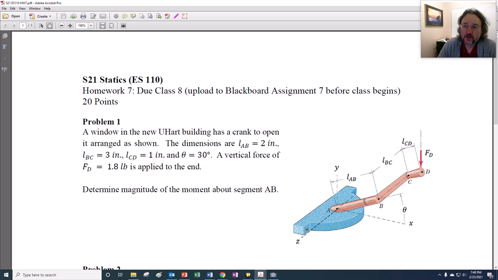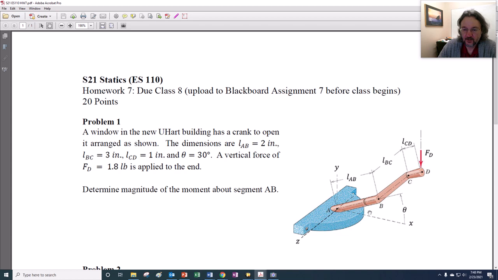Here is homework 7 for statics, and we're doing problem 1. A window in the new Hart building has a crank to open it arranged as shown. The dimensions are 2 inches long right here, 3 inches right here, and 1 inch, and this is arranged at 30 degrees.